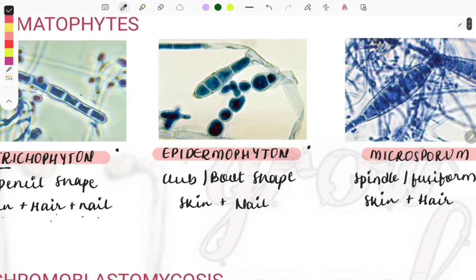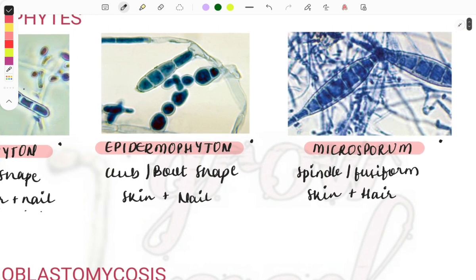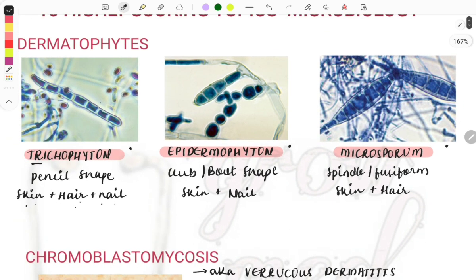Then for the epidermophyton, it is club or boot shaped, and it involves the skin and the nail. Epidermo means involving the skin. So here you can easily come to know that epidermo means skin is involved, and along with the skin the nail will be involved, because the nail is in touch with the skin. So you can remember it, the epidermophyton. Then the microsporum is a spindle or fusiform shape. You can see here, it looks spindle shaped, and it involves the skin and the hair. So this is about the dermatophytes, which you must remember.